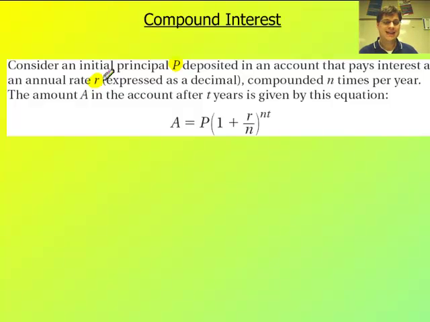We're going to compound that n times per year, so n is the number of times we apply that interest. T is time measured in years, and then A is our final amount. So we need to be familiar with each of these variables: A, P, R, T, and n. This is a formula that I want you to know really well and have memorized.